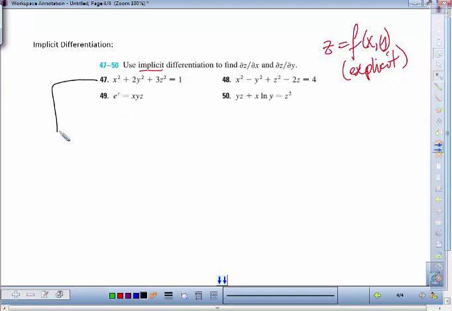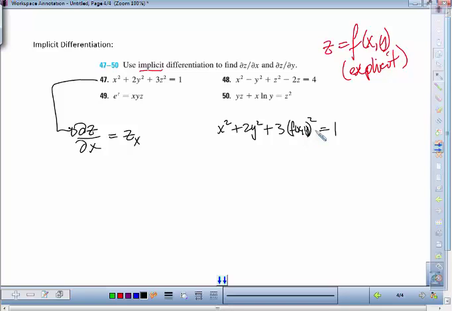Let's take 47 for an easy example, and then maybe we'll do another one. So let's say we want to find dz/dx, or z sub x, the derivative of z with respect to x, assuming z is a function of x and y implicitly. Then we're going to take the derivative with respect to x. Before I take the derivative here, I'm just going to rewrite this as x squared plus 2y squared plus 3z squared is equal to 1. Now instead of z, I'm going to put f as a function of x and y.